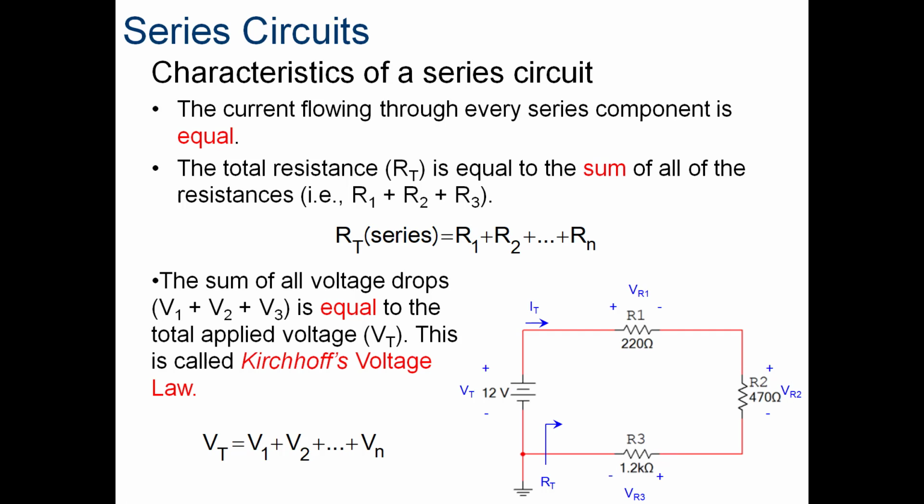Now Kirchhoff's voltage law says that the current flowing through the resistance makes a voltage at resistance 1. It makes a voltage at resistance 2 and a voltage at resistance 3. And if I add the voltage at resistance 1 plus the voltage at resistance 2 plus the voltage at resistance 3, it equals my supply voltage, so VT. So let's do some math on this.